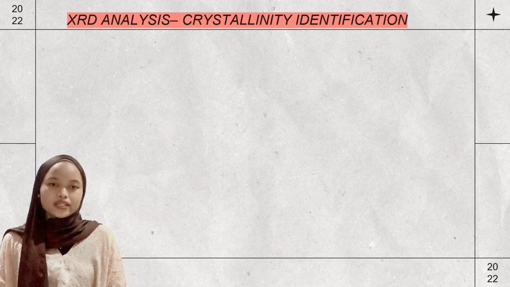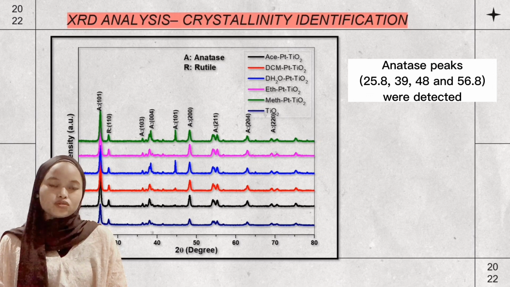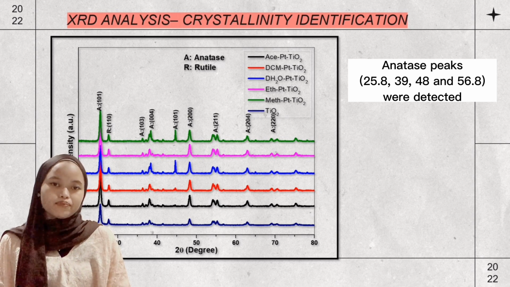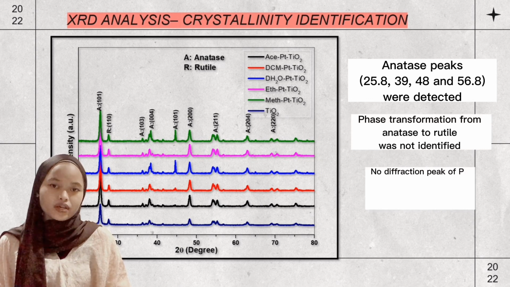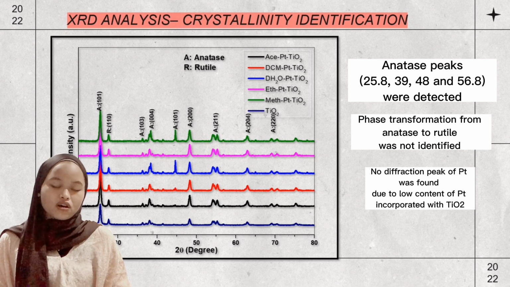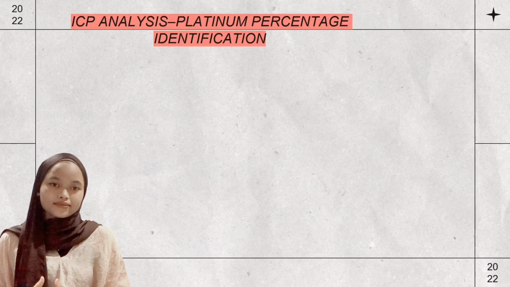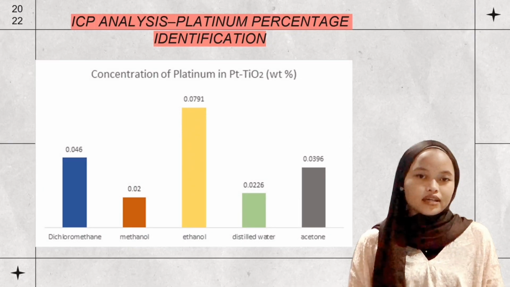Next one is X-ray diffraction. In all the analyzed samples, anatase peaks appeared at 25.8, 39, 48, and 56.8 degrees. Reflection peaks demonstrate that all the samples are made up primarily of the anatase phase with some rutile phase as well. However, no diffraction peak of platinum is found, possibly due to the extremely low content of Pt incorporated with titanium dioxide. The actual percentage and amount of platinum was measured by ICP-OES.